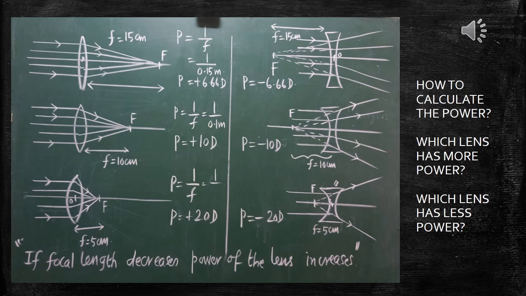The conclusion is, if the focal length is less, the power of the lens will be more. That is, the degree of convergence or divergence will be more in the case of a lesser focal length lens. If the focal length is greater, the degree of convergence or divergence will be less. So finally, power is inversely proportional to focal length. If focal length is more, power will be less. If focal length is less, power will be more.